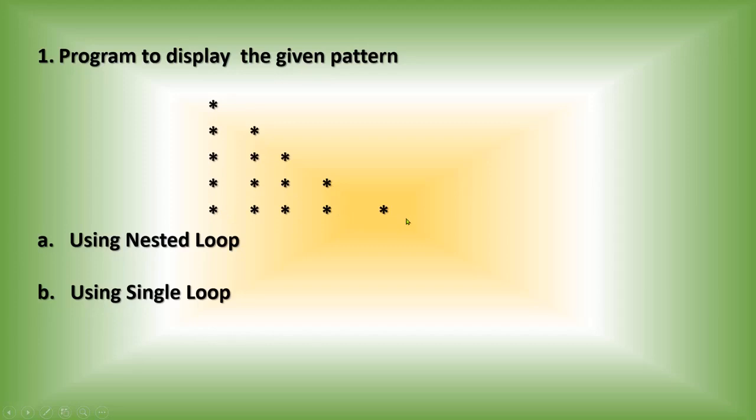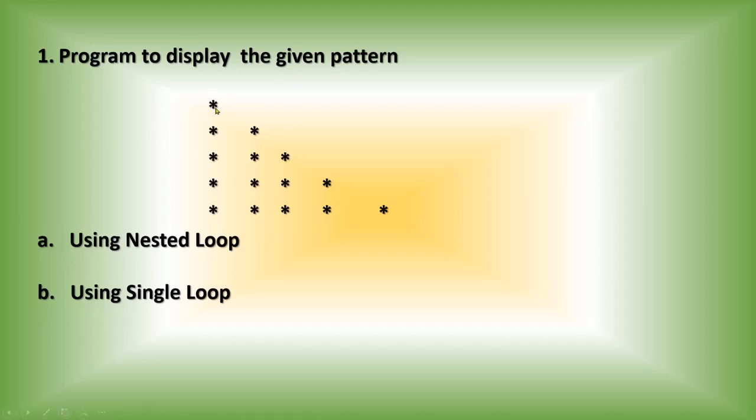So that means you have to input how many rows are needed. If you say 10 rows, then 10 rows will be displayed there. The same pattern of 10 rows must be displayed. Here the number of rows is 5. So 5 rows are displayed in this pattern.